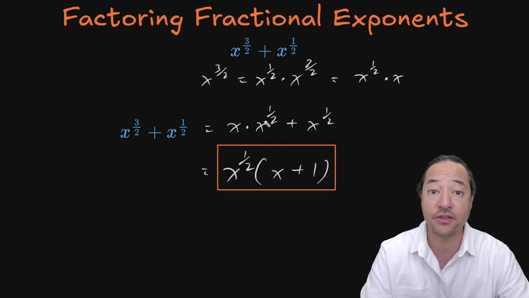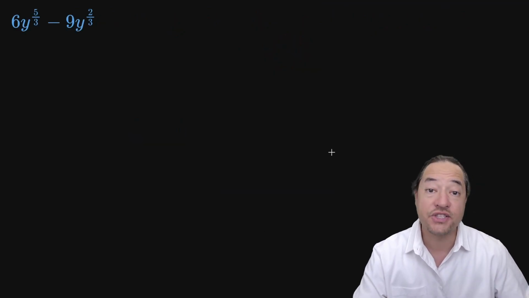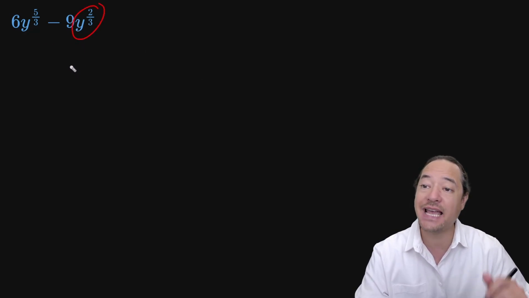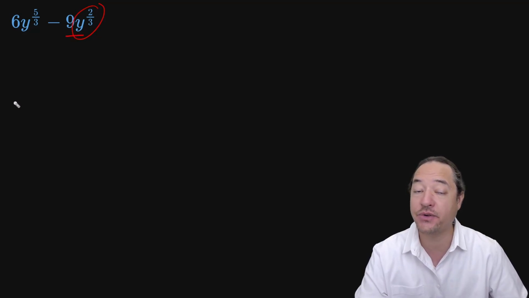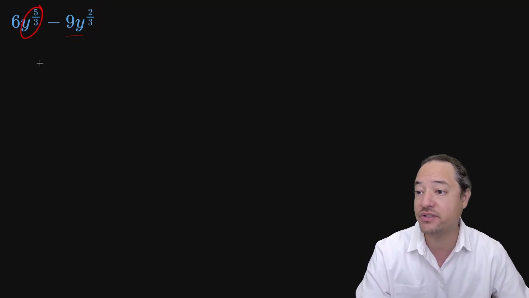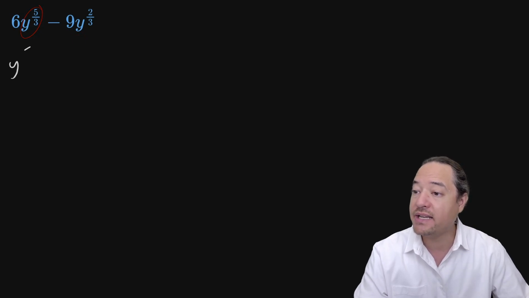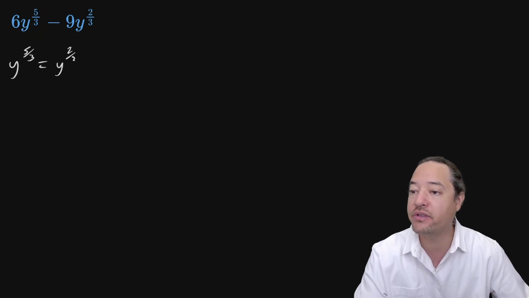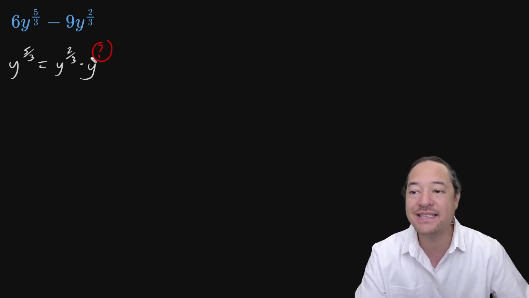Let's take a look at another example. All right, so for this next one, we're going to do the same thing. We're going to try and factor this y to the 2/3 out of both terms. Of course, factoring out of this is easy, but how do we factor it out of a y to the 5/3? What we're saying is that y to the 5/3 must equal the product of y to the 2/3 times y to the something, okay? And what is this going to be?